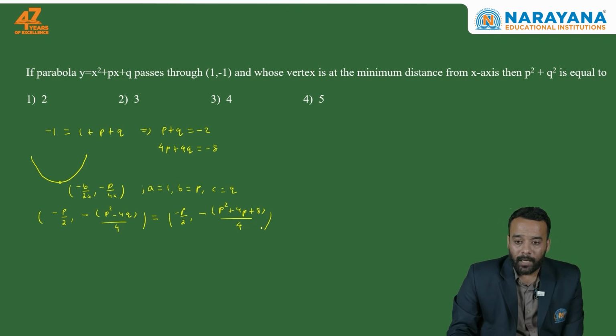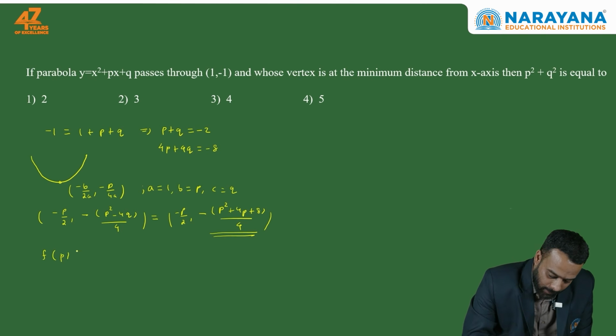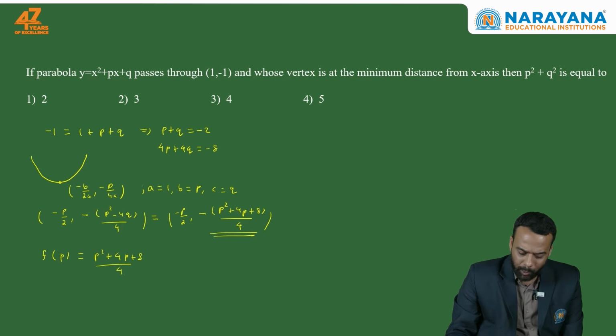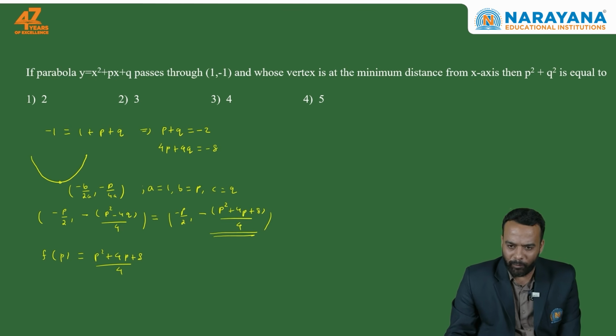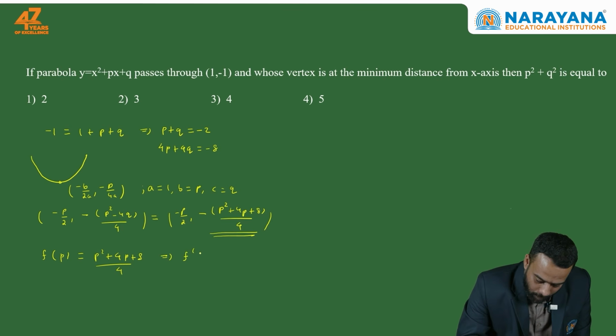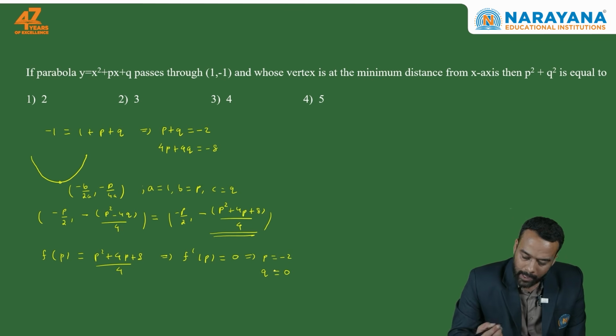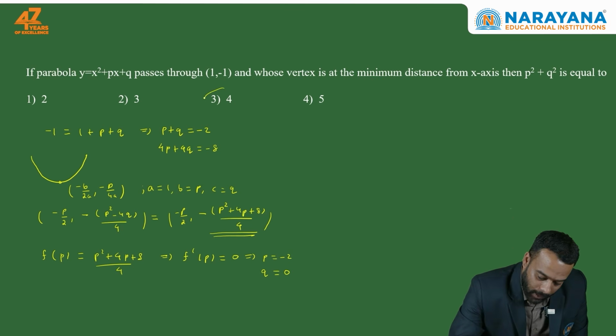Okay. Now this point should be at minimum distance from x-axis. So it means we have to minimize this expression. So again that is a function of p. Let's suppose I am taking it as f of p, that is (p square plus 4p plus 8)/4. So if I have to minimize (p square plus 4p plus 8)/4, that is an indirect way of saying I have to minimize p square plus 4p plus 8. So on equating f dash of p with 0, I will be getting p is equals to -2. On plugging in the value of p is equals to -2, I will get the value of q is equals to 0. Now they are asking p square plus q square, which will be nothing but 4.